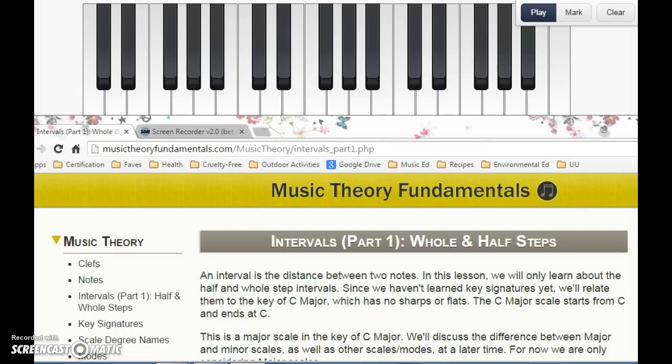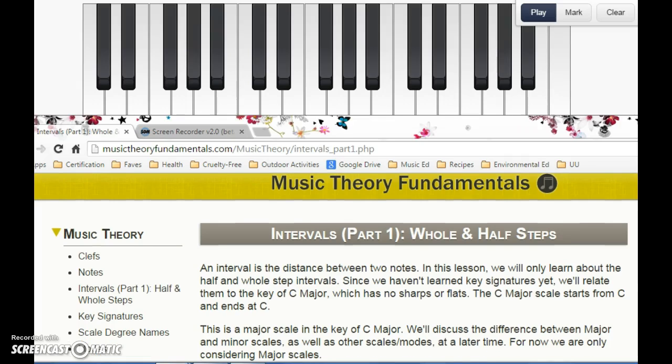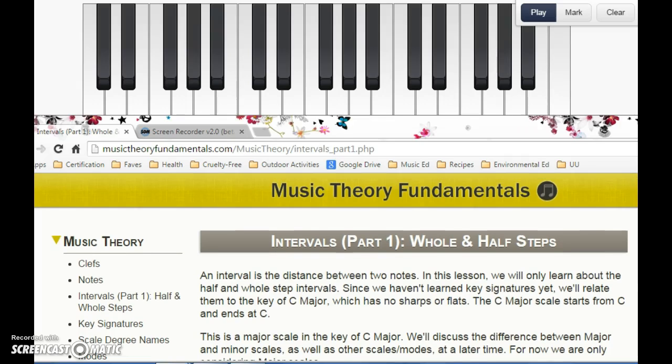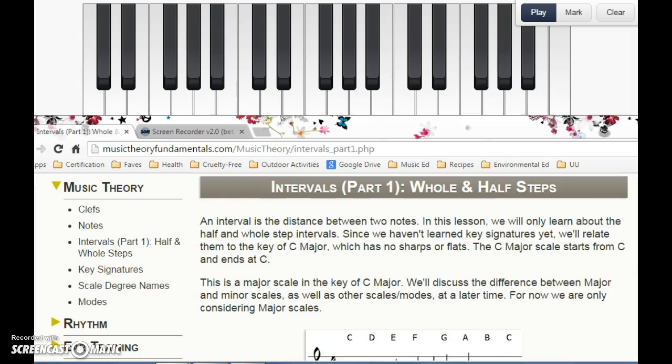Hello ladies and gentlemen, today you guys are going to be learning about intervals, specifically whole and half steps. I'm actually going to read along with you on part of this article here. This is the article that you can find on our band website. I also have a piano at the top where I'm going to show you some examples as we go through the article. So starting down here.